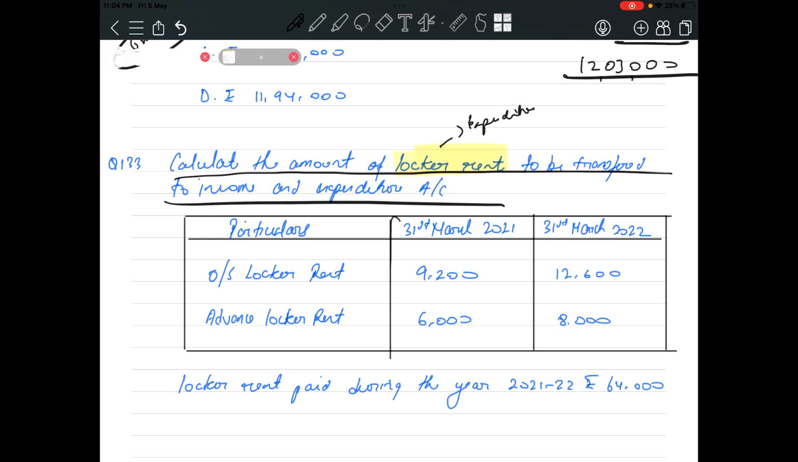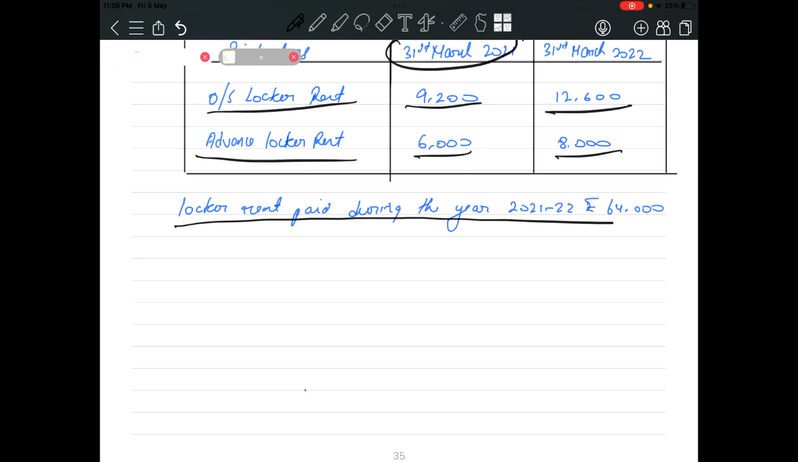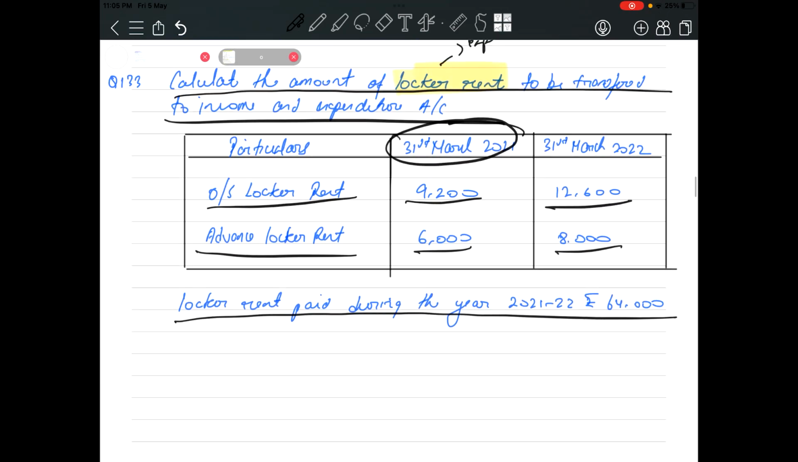Okay, now see, opening balance has been given of outstanding local rent 9,200 and the closing balance is 12,600. Advance local rent, expenses we have paid in advance. Opening balance is 6,000, closing balance is 8,000. Local rent paid during the year was 64,000.